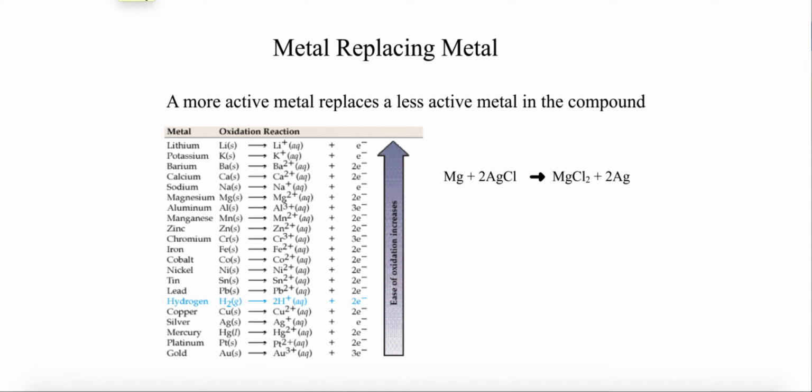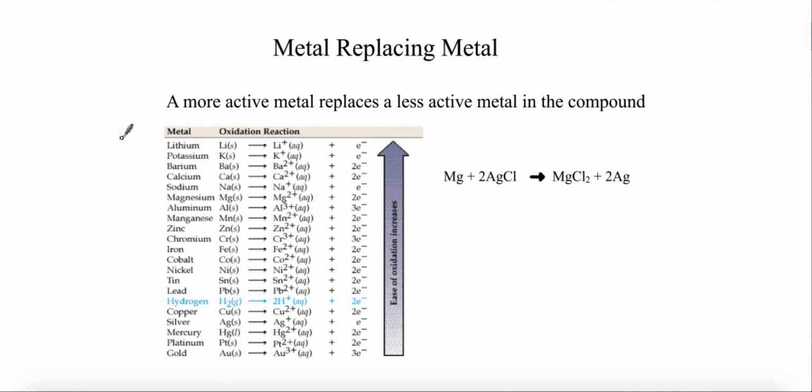So when we discuss metals replacing each other, the one thing that we need to be aware of is known as the activity series. The activity series is a ranking essentially of the activity of a metal. Any metal that's higher up on the activity series can replace a metal that is below it. And that is just kind of the hierarchy here.